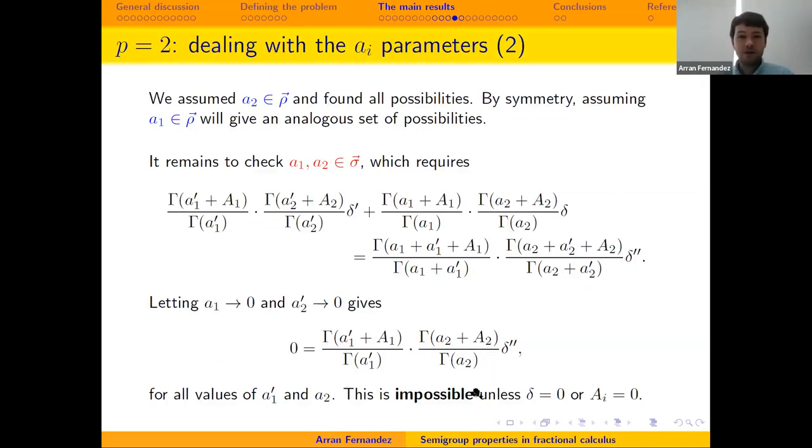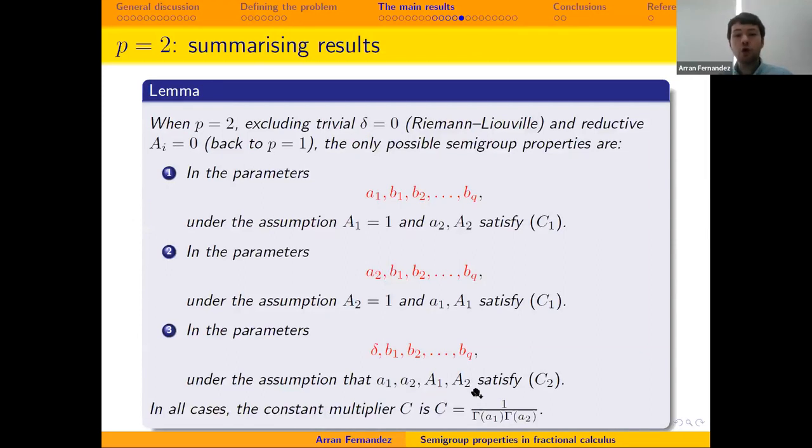Okay, so now we have a lemma, covering all the p equals 2 cases, excluding trivial and reductive cases again. The only possible semigroup properties are either little a1 and all the little b's, little a2 and all the little b's, or delta and all the little b's. All three of these require either C1 condition or C2 condition. So if the conjecture is true, then there is no possible semigroup property with p equals 2.